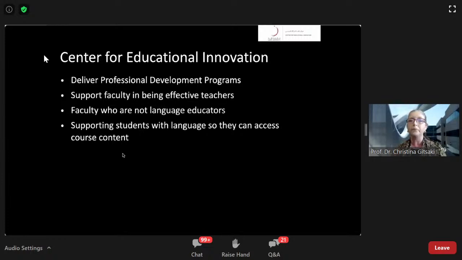They don't have training on how to teach, and even more, they don't have training in how to teach Emirati students, whose first language is Arabic, and they are learning in a second language, in English. So they find themselves having to support their students with language so that the students are in a position to successfully access the academic content of whatever courses they are teaching. So the challenges they're facing are quite significant, and my center designs programs to support faculty in those efforts.